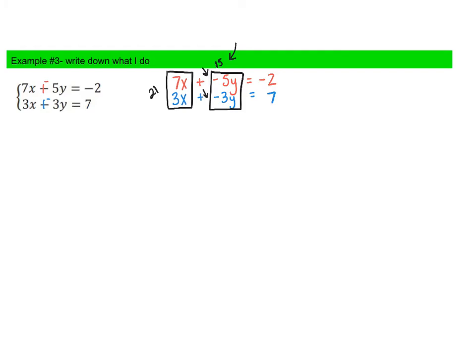Now, to get this first negative 5y to be a 15, I have to multiply this entire equation by 3. So I'm going to do that right now. I'm going to multiply that whole entire equation by 3. To get this second equation, for this y to be a 15, I have to multiply it by 5. So this whole equation is going to be multiplied by 5.